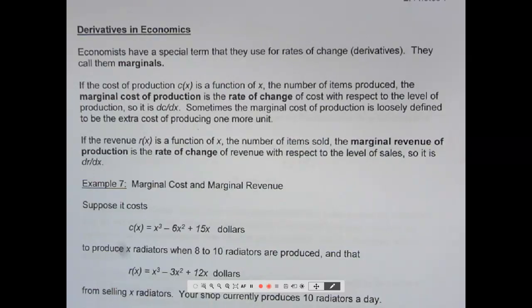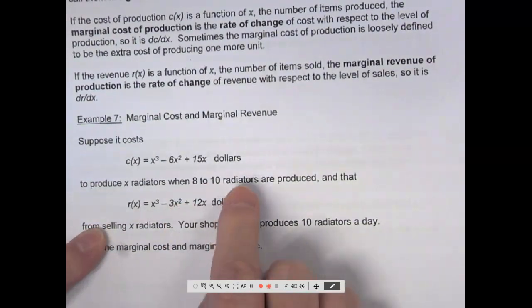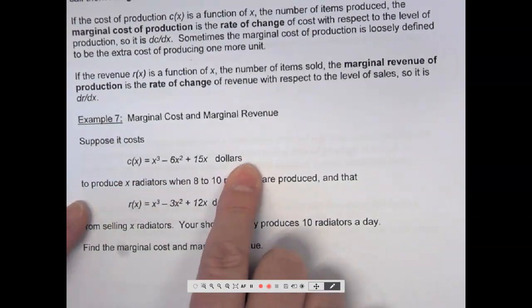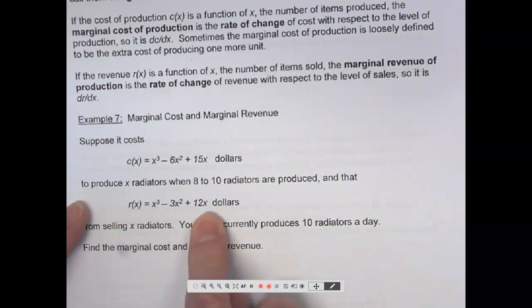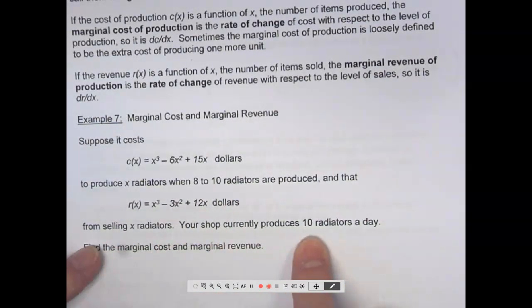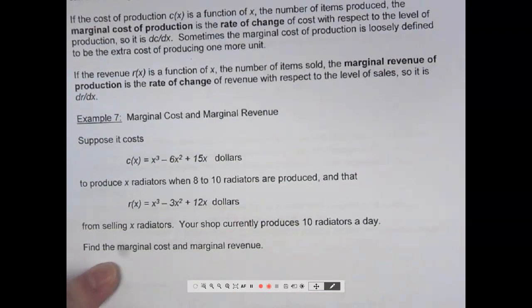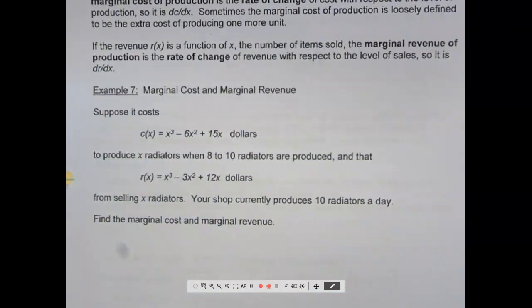Okay, we are not going to get into the economics of this at all. We are going to treat it just like a regular math problem and find the derivative. So, if you are given a cost function, here's C of x to produce x radiators when 8 to 10 radiators are produced. R of x is revenue for selling x radiators. Your shop currently produces 10 radiators a day. Find the marginal cost and marginal revenue.